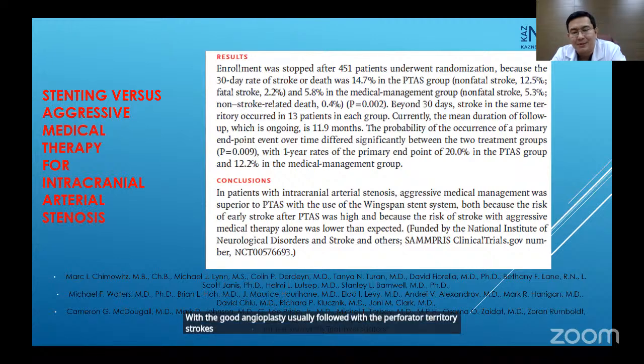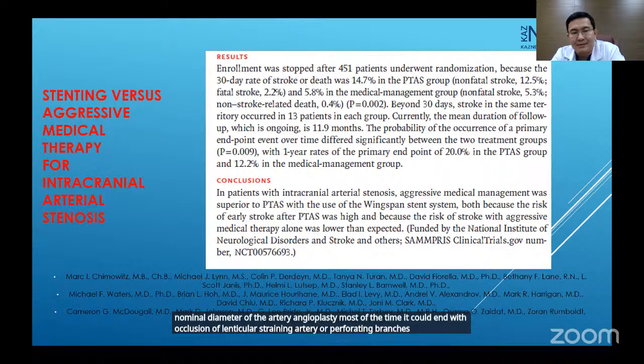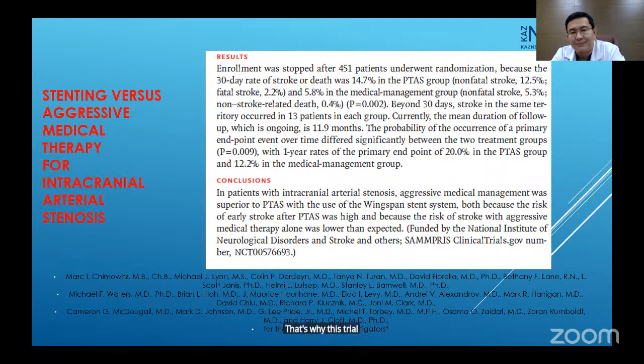And in basilar territory or M1 segment stenosis, if you do angioplasty to 100% of the nominal diameter of the artery, most of the time it could end with occlusion of the lenticulostriate artery or perforating branches. That's why this trial has some negative points, but this trial changed a lot.